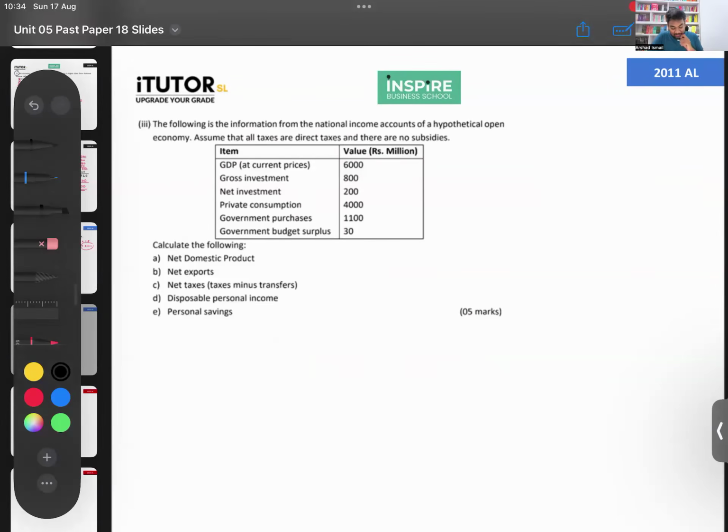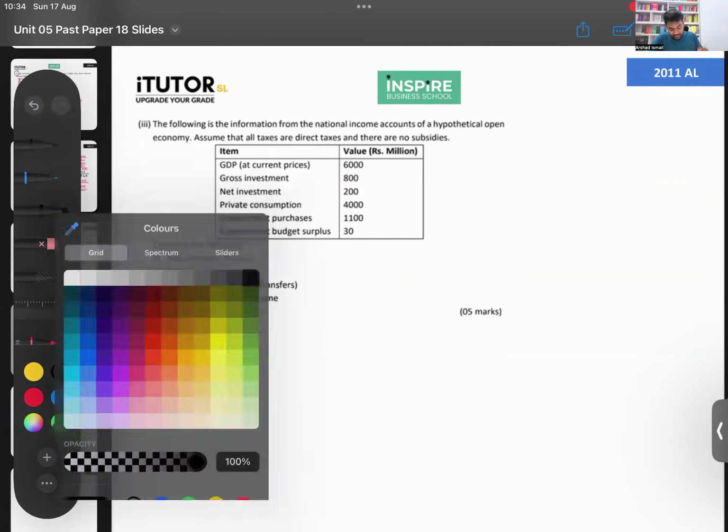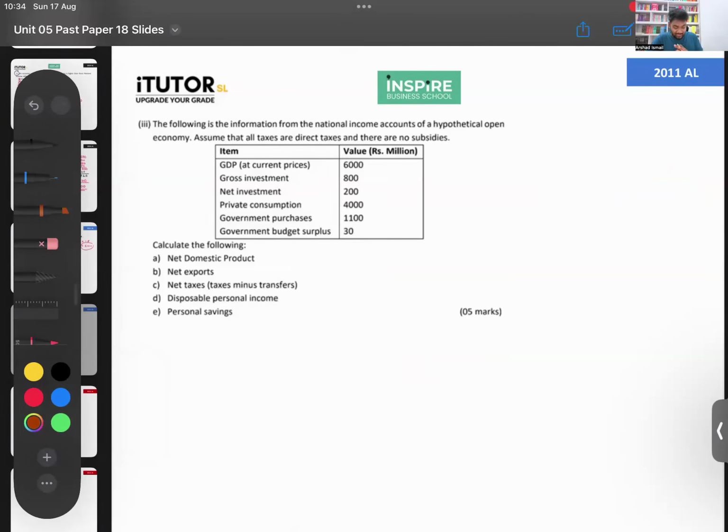The following is the information for national income accounting: net domestic product, net exports, net taxes, disposable personal income, personal savings. Nice, interesting question. 5 marks, 5 different calculations. They've given us GDP. They've given us investment, net investment, private consumption, government consumption, and government budget surplus. So how do we do that? No, rent, wages, interest, profit is the old method. You can't give that. That is what would have been in the marking scheme before. So now you can't say income approaches, rent, wages, interest.